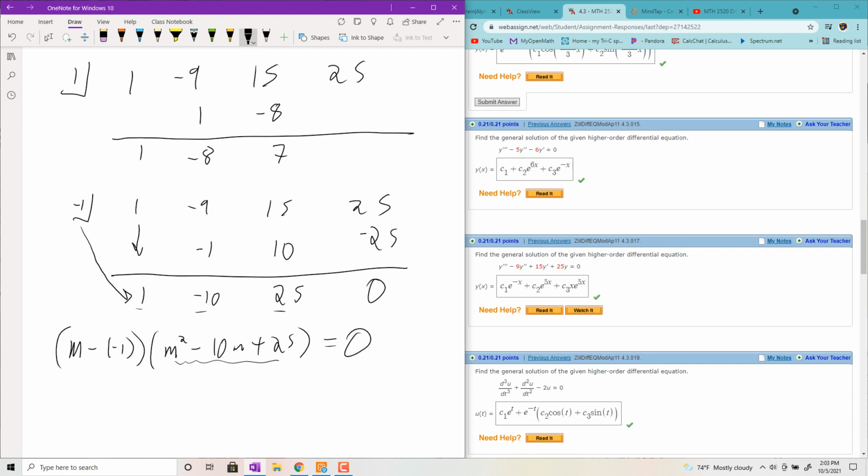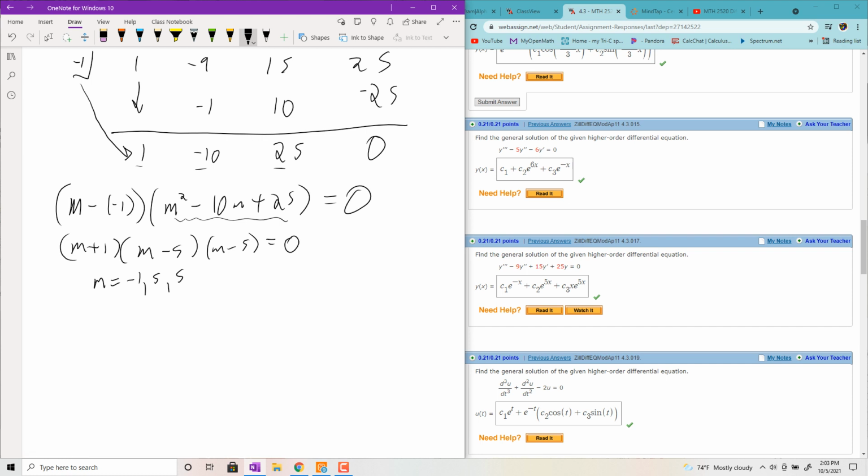And then I think I might be able to factor this. So I'll have m plus 1 times m minus 5 times m minus 5 equals 0. So my roots are negative 1 and then 5 is repeated. So my general solution, y, will be c1 e to the negative x plus c2 e to the 5x, and then that one's repeated, so c3 x e to the 5x.